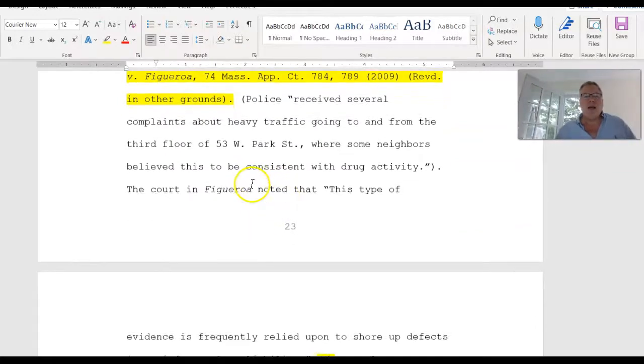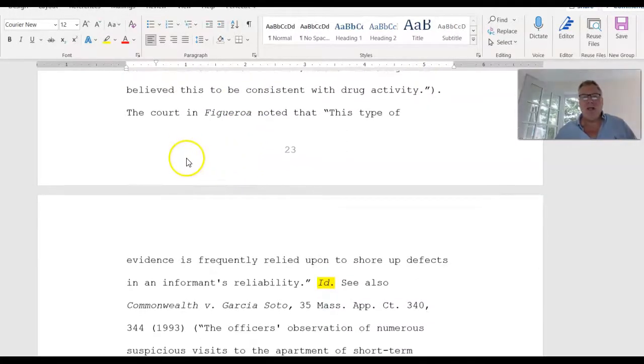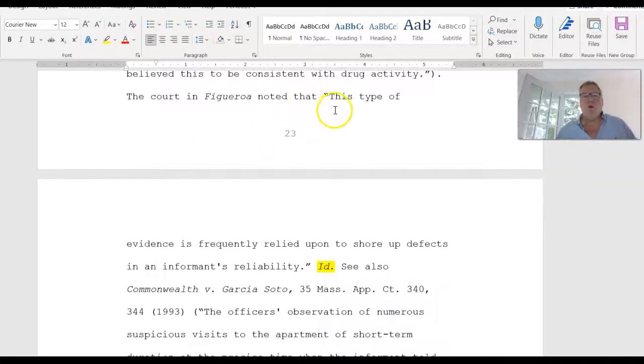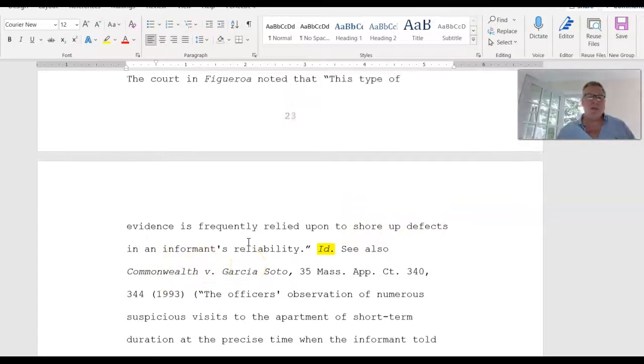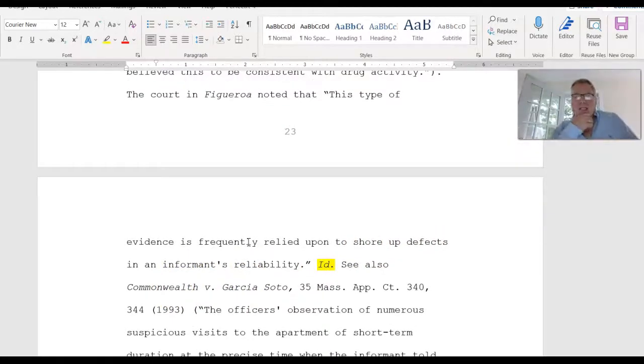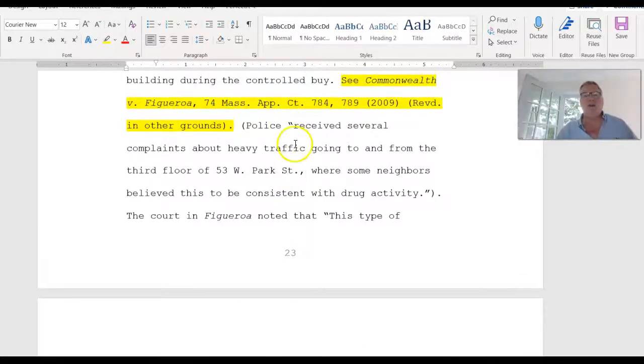All right. So my next sentence references Figueroa again. It says the court in Figueroa noted that, quote, this type of evidence is frequently relied upon to shore up defects in the informant's reliability. Okay, so in this particular case, I have the designation id. Why do I use id? Id is the short form that we use when we are referring to the immediately preceding case that was cited. So here I use id because I gave the full citation in the prior sentence right up here.